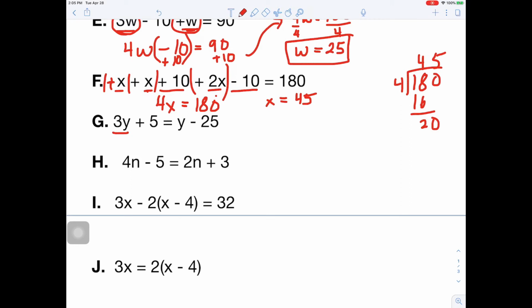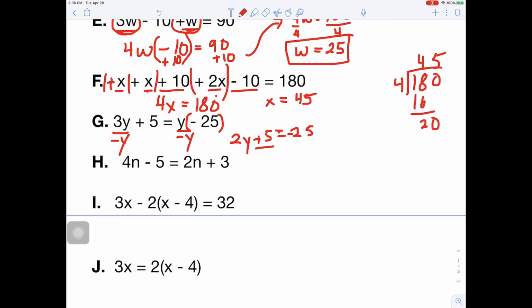The next one's different, because you'll notice we have a y on this side and we have a y on this side. So really what we want to do is make sure that we collect our terms. So we want to get rid of the y on this side. So we got to take away the y on this side, which means we have to take away a y on this side as well. A little bit different, yes. So what we wind up getting as an equation is 2y plus 5 equals 25, or negative 25, because you keep that negative in there.